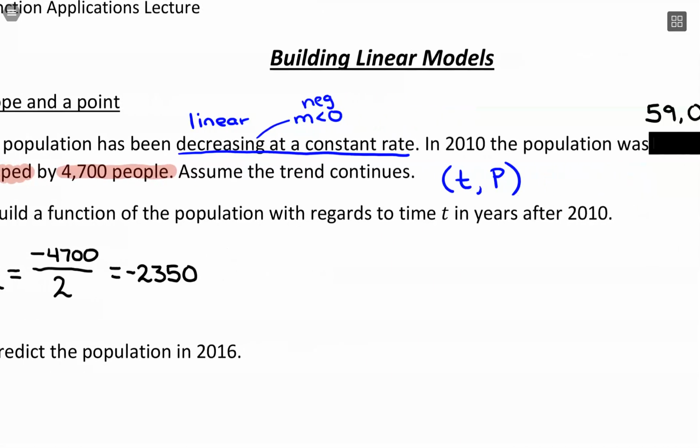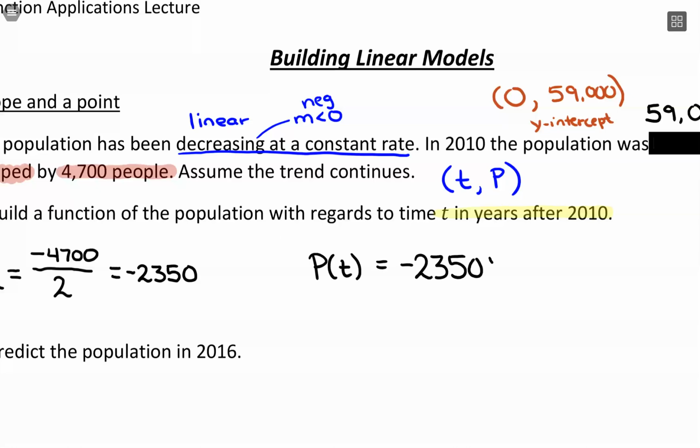So making my function, what we want to recognize is that they want us to have t in years after 2010. So this coordinate that I have here is actually the coordinate, if it's year 2010, then t is 0, and my output was 59,000. So what this gives me is the y-intercept. So my function will have our slope and intercept. So we'll have negative 2,350t, and then plus our starting population of 59,000 in 2010.